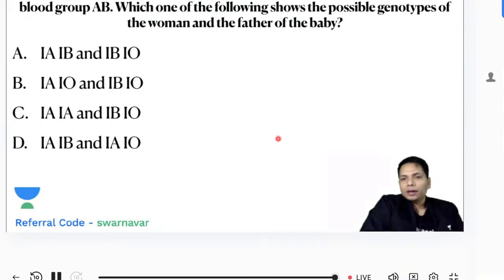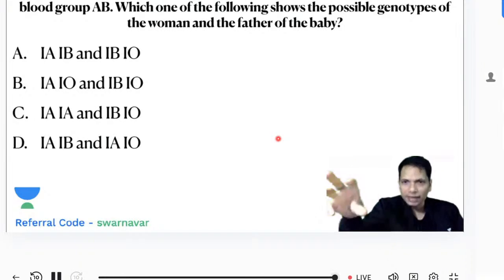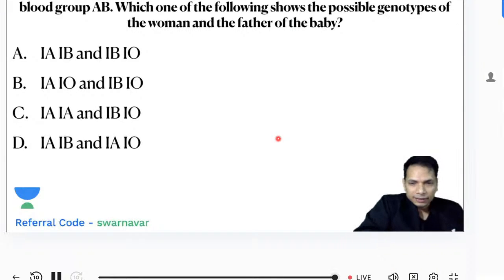Okay. A pregnant woman has an equal chance of her baby being blood group A or blood group AB. Which one of the following shows the possible genotypes of the woman and the father of the baby? Okay, देखो ये genetics का heredity and evolution का question है. So basically the question is asking, one pregnant woman has an equal chance of a baby having blood group A and AB, equal chance. Which one of the following, in चारों में, shows the possible genotype of the woman and the father of the baby?